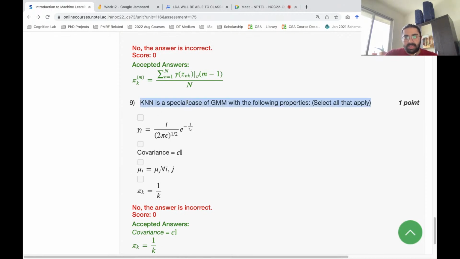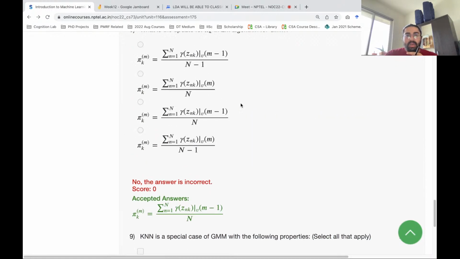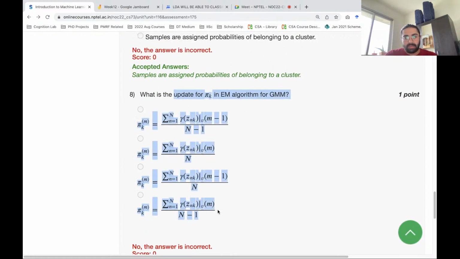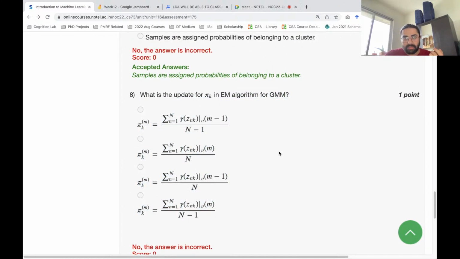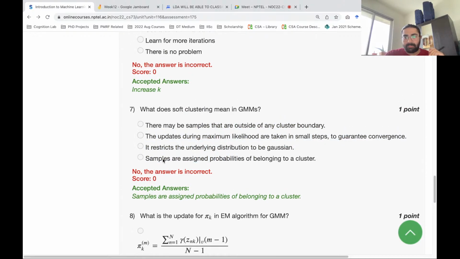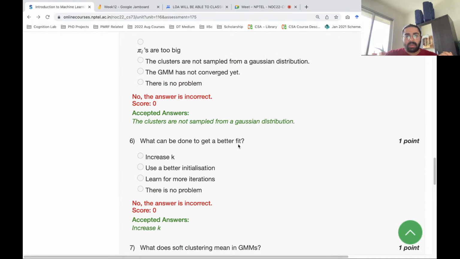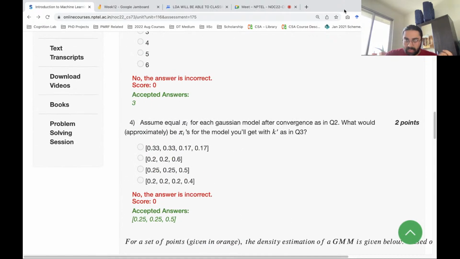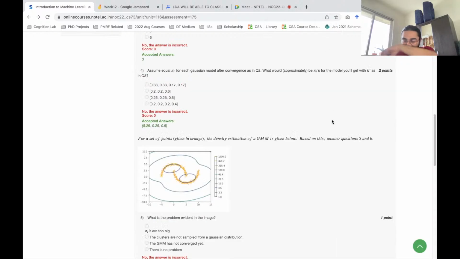So mostly there'll be a grace for this question. And this again, I think you should be able to get from the lecture. And soft clustering we just discussed: samples are assigned probabilities of belonging to a cluster. Okay, so this completes week 11. Any more questions in this particular week?